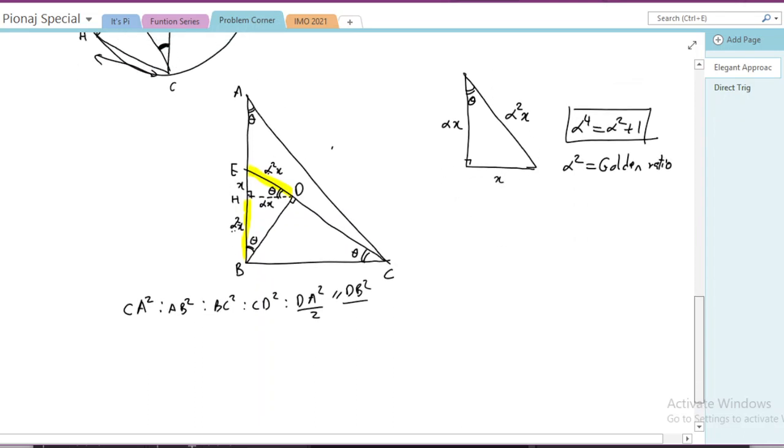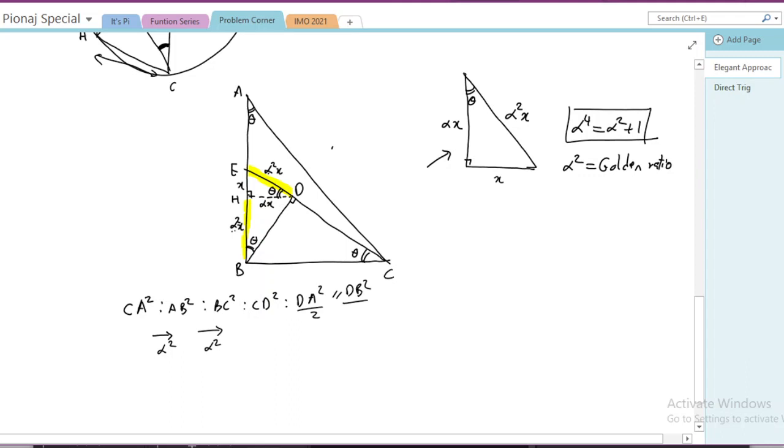Alright, so for the first one, we see that triangle ABC is just similar to this triangle, and the AC part is the longest one, followed by AB, followed by BC. So they are going to go in the same ratio. So the ratio here, if you take the ratio, is going to be alpha squared. We take the same ratio here, it's also going to be alpha squared.